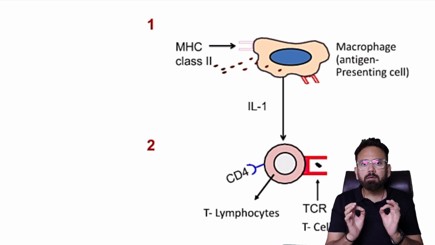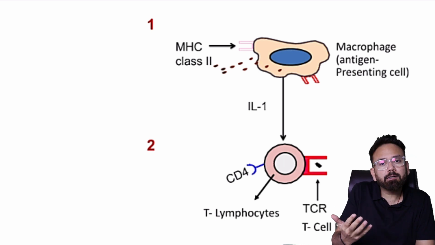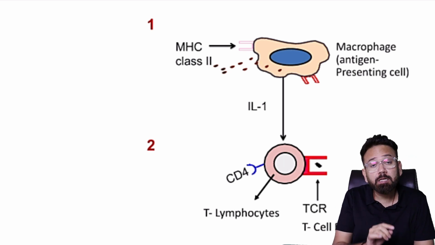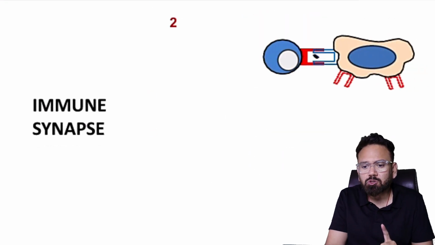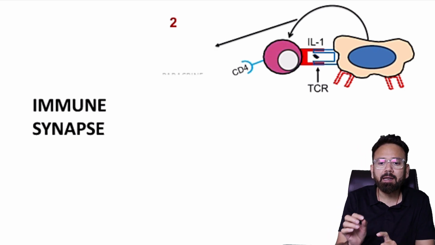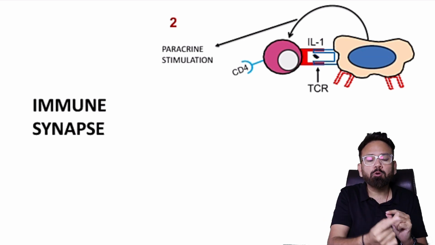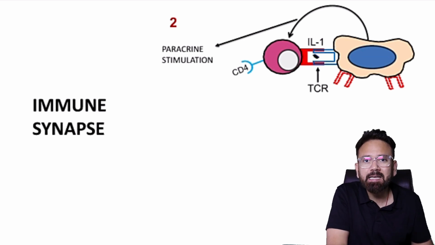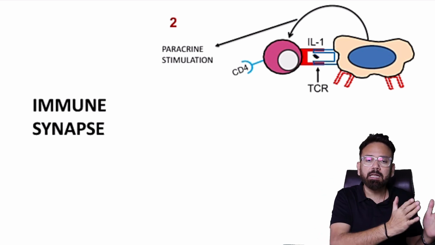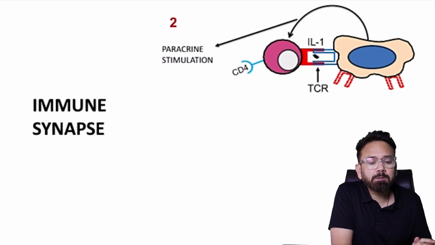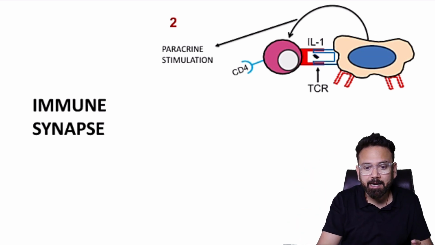So interleukin 1 is secreted by macrophage and going to stimulate T cell, T lymphocyte. So this type of stimulation is called as what? Autocrine or paracrine? It is called paracrine stimulation. Interleukin 1 is released by the macrophage and going to stimulate T lymphocyte on TCR with CD4, because one cell is stimulating another cell. So what is this called as? It is called as paracrine stimulation.